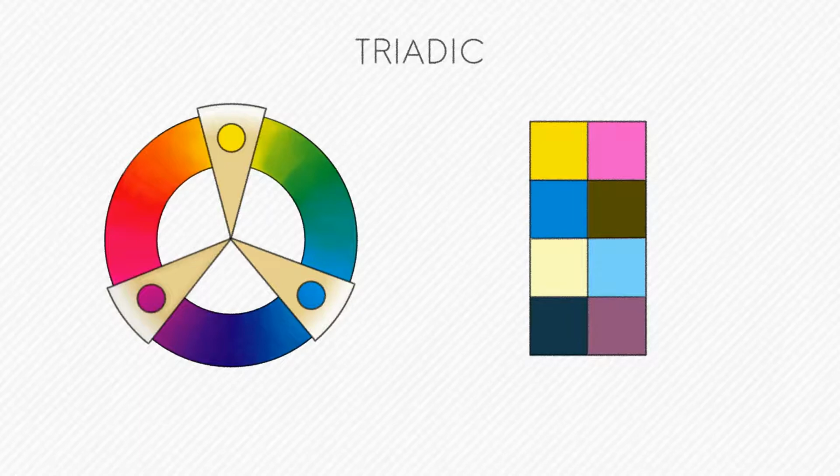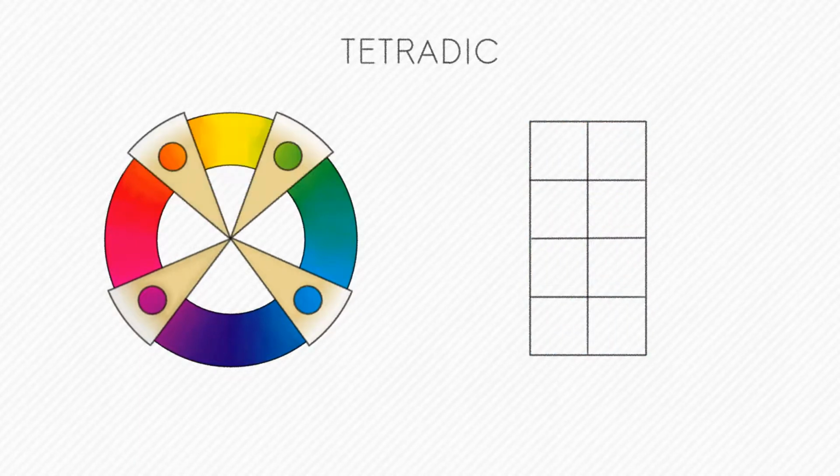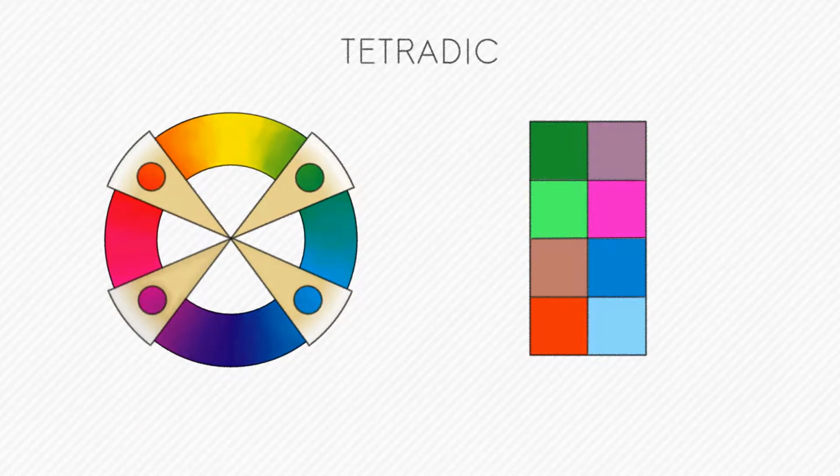The final scheme is tetradic, or double complementary. As the name suggests, it uses 4 colours in 2 pairs of complementaries. A variation on this scheme is the square scheme, where all 4 points on the wheel are equidistant. Normally this colour scheme would be used to differentiate between elements in a piece. For example, you might have one pair describing the foreground and another pair describing the background.